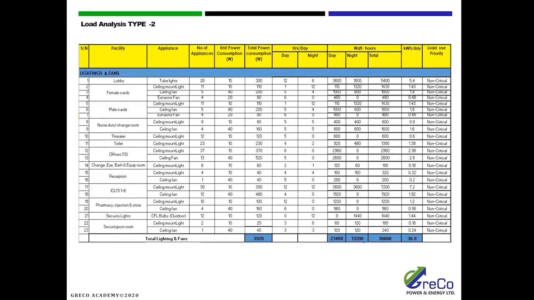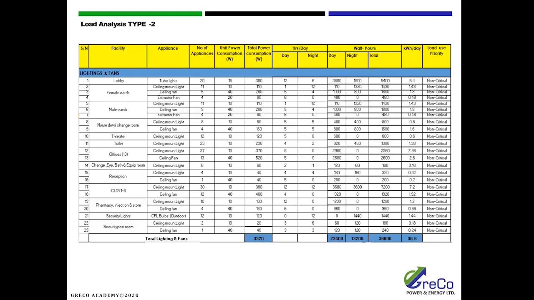Type 2. What differentiates the type 2 is that the facility were divided into different sections, talking about the lighting and fan separate, following the same energy calculation, to dealing with the testing and laboratory equipment on a separate note, and finally other equipment on a separate note.